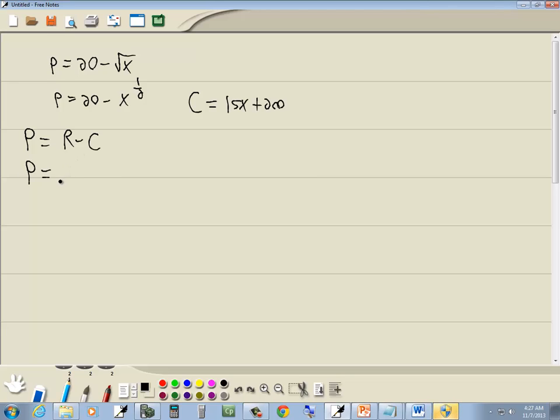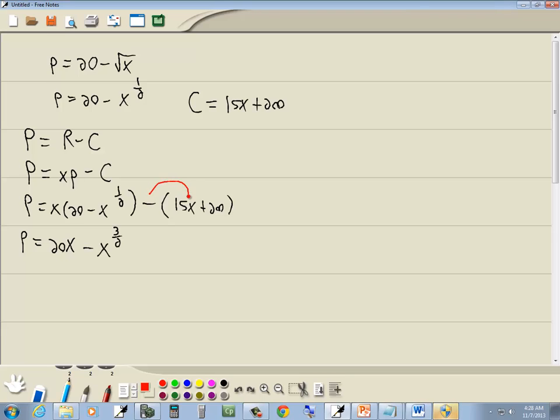And revenue is X times little p, minus cost. So we got X times little p, which is 20 minus X to the 1/2, minus, and I'll put parentheses because that might change the sign of everything that follows, 15x plus 200. X times 20 is 20x minus X times X to the 1/2. You add the exponents. There's a 1 here, so 1 plus 1/2 gives us 3/2. So we got X to the 3/2.